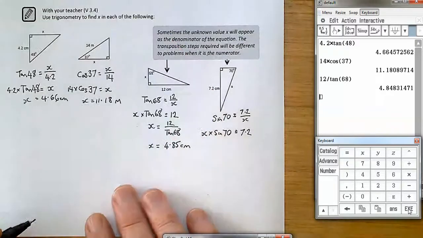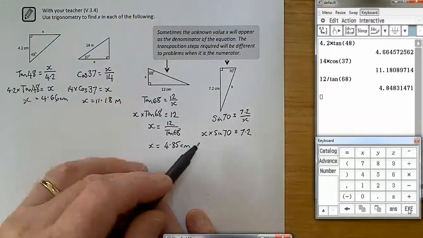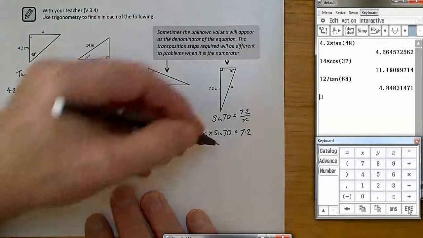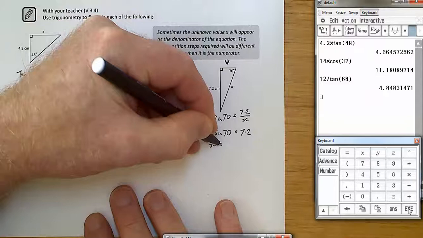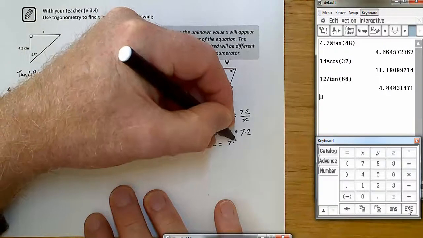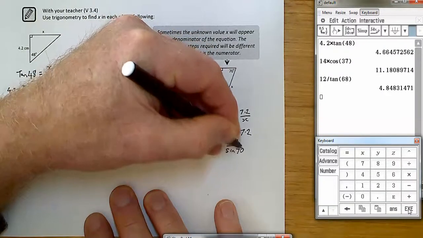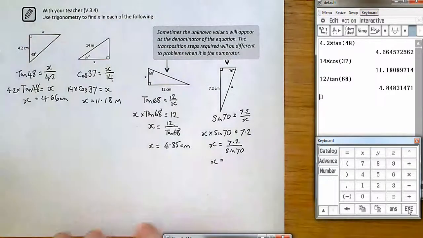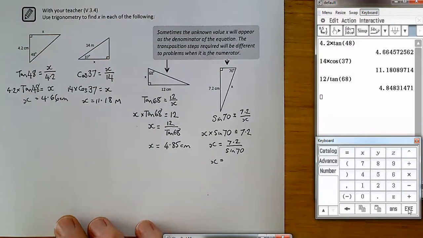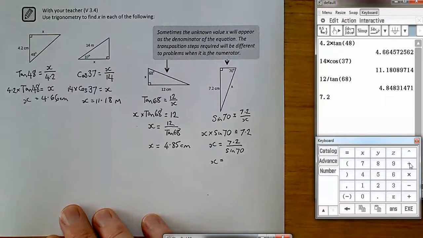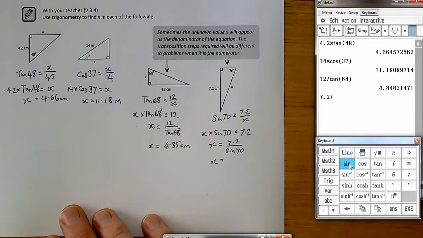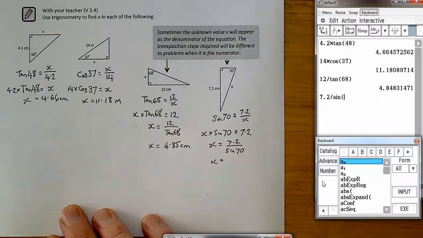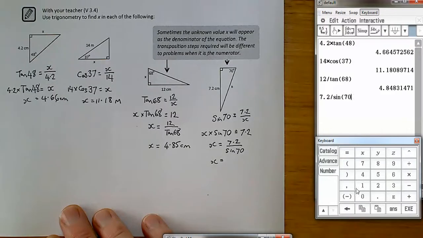Not quite what I want yet. I want to get x by itself. I've got x times the sine of 70. If I divide both sides by the sine of 70, I've got x equals 7.2 divided by the sine of 70. Now, I can do that on my calculator. X is equal to 7.2 divided by the sine of 70. That's correct.